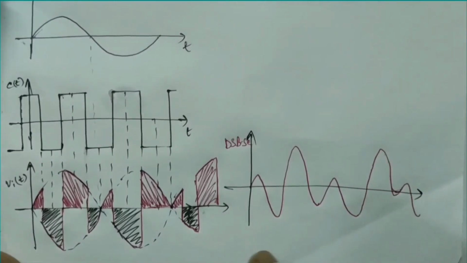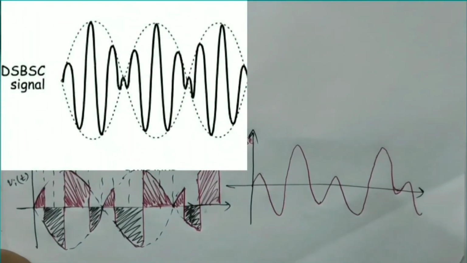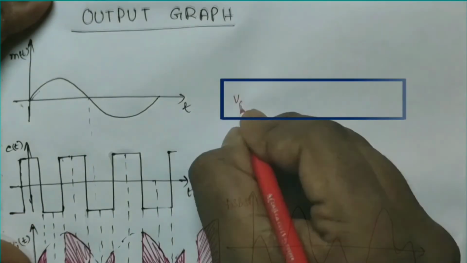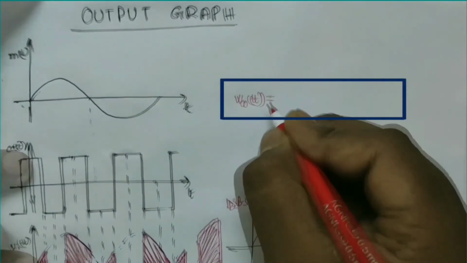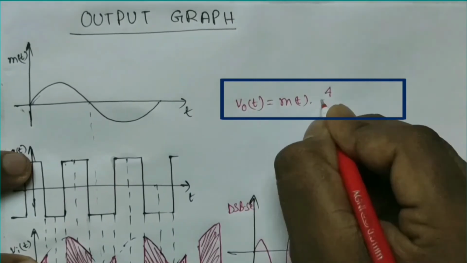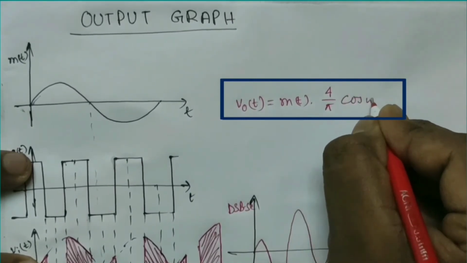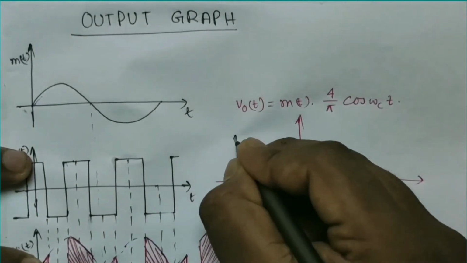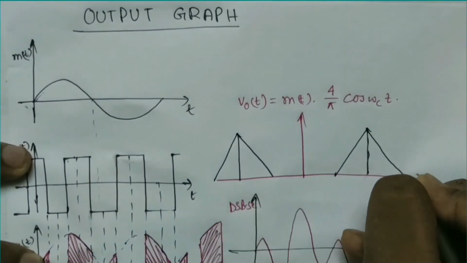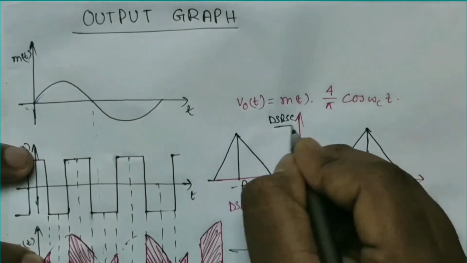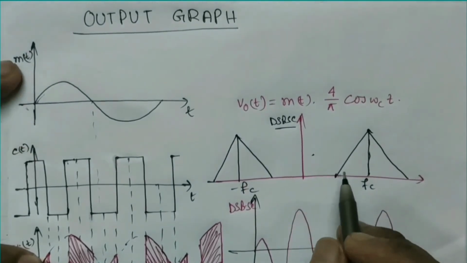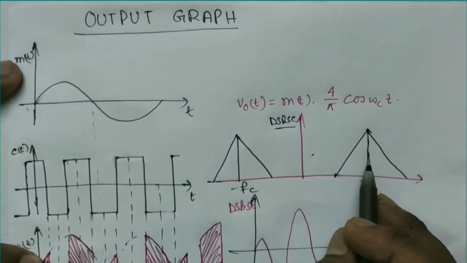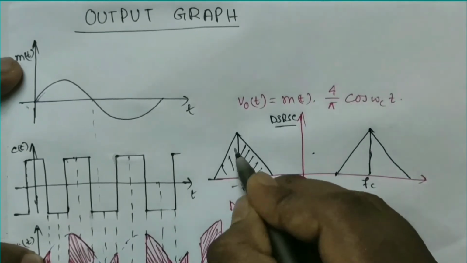The output graph will be this, and this is the DSBSC signal, and it will be given by VOT equals to MT into 4 upon pi cos of omega CT, and the frequency domain will look like this, where you can see the carrier signal is suppressed and two sidebands are present.